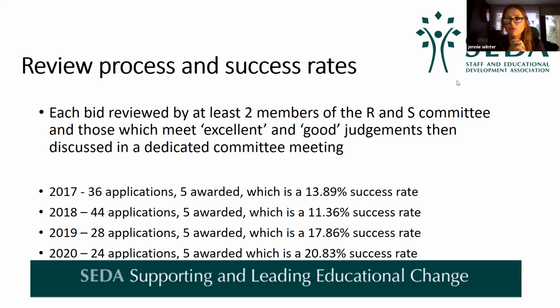I also think it's useful to be able to see what it is that we are up against. And you can see here the figures for the last 4 years, how many applications, how many were awarded, and we commonly and normally award 5, and the percentage success rate. And you can see that there's some good news here, and that over time the percentage success rate is actually consistently growing. So back from 13–14% up to nearly 21% last year.